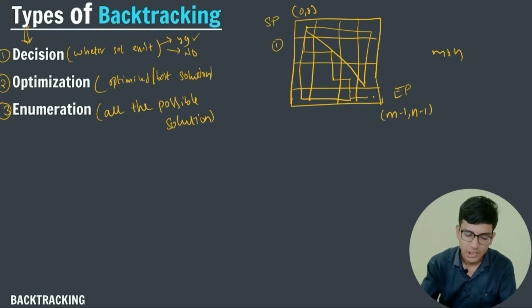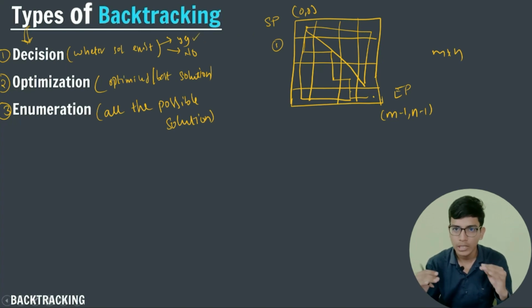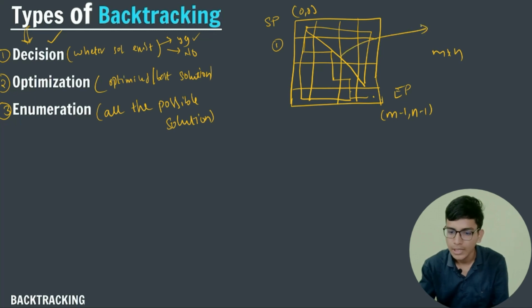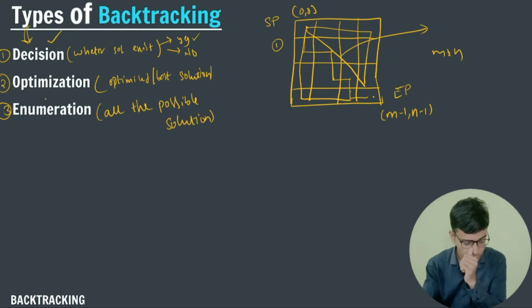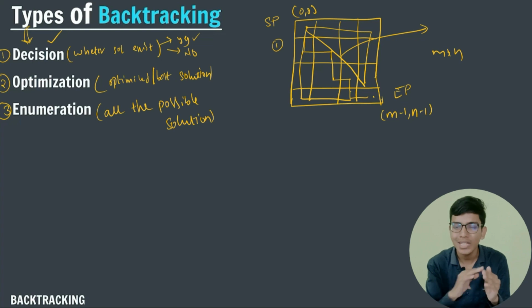So the solution exists. If the question asks whether a path between the starting point and the ending point exists or not, just whether the solution exists, then you will use decision. If the problem asks you to give the optimized path, then the optimized path will be this, and we will give this path as my solution. If the user has asked for all possible ways, then we will return all the possible ways.